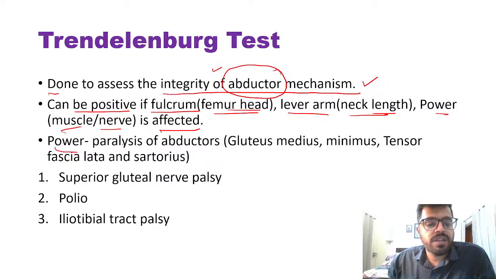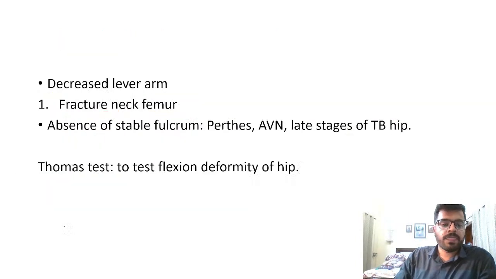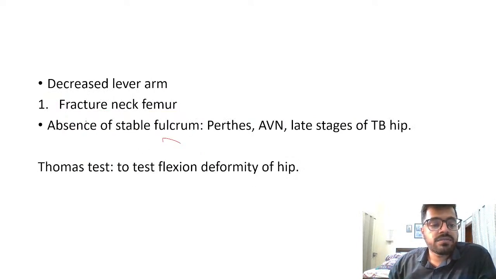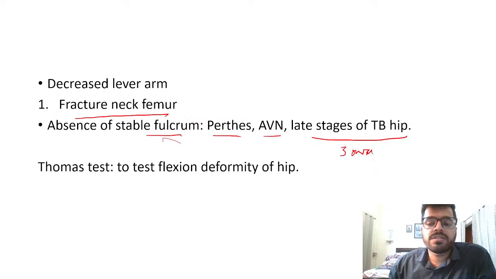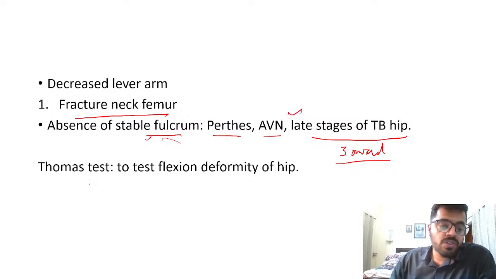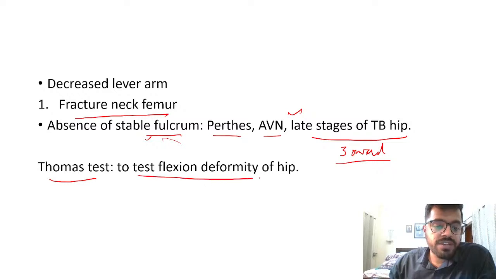So paralysis of abductors can be there in superior gluteal nerve palsy, which supplies the gluteus medius, minimus and tensor fasciae lata, and it can occur in polio and iliotibial tract palsy. Decreased lever arm, as in fracture of the neck of femur, and absence of stable fulcrum such as Perthes, AVN, and late stages of TB hip, that is stage 3 onwards. When there is significant arthritis, then absence of stable fulcrum will be there. Thomas test is done to test for flexion deformity of the hip. Thomas test is for flexion deformity of the hip.